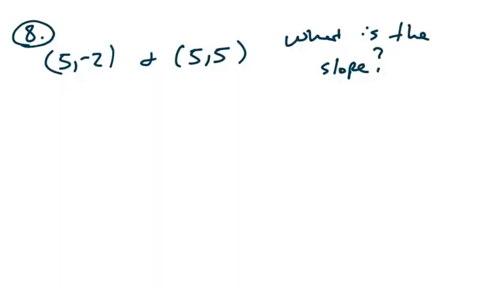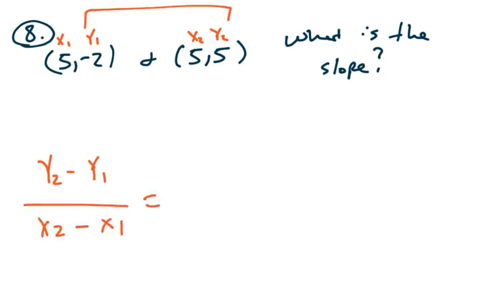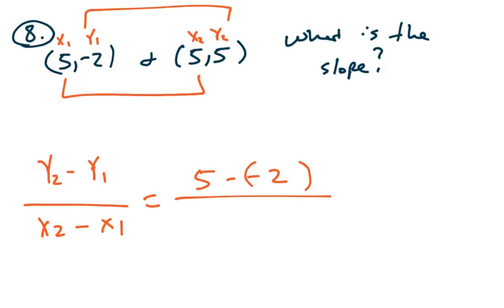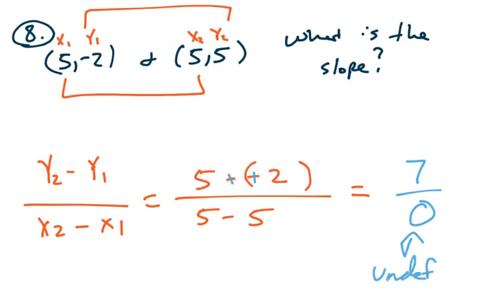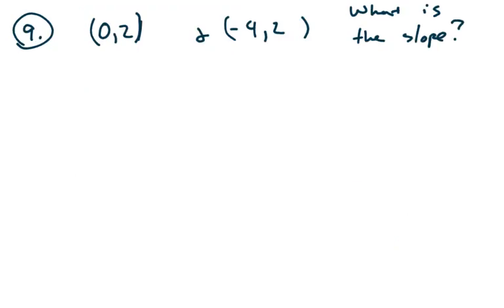Let's move on. All right, so again, do yourself a favor, pause the video if you haven't done so already, and try these on your own. I'm going to write the formula out. I'm going to map these so I don't make a silly mistake. Substitute in my values, being very careful. And we're going to see the same sort of effect. So negative negative becomes a positive. So this is 7. 5 minus 5 is 0. 0 is under. It's undefined. Okay? Moving right along.